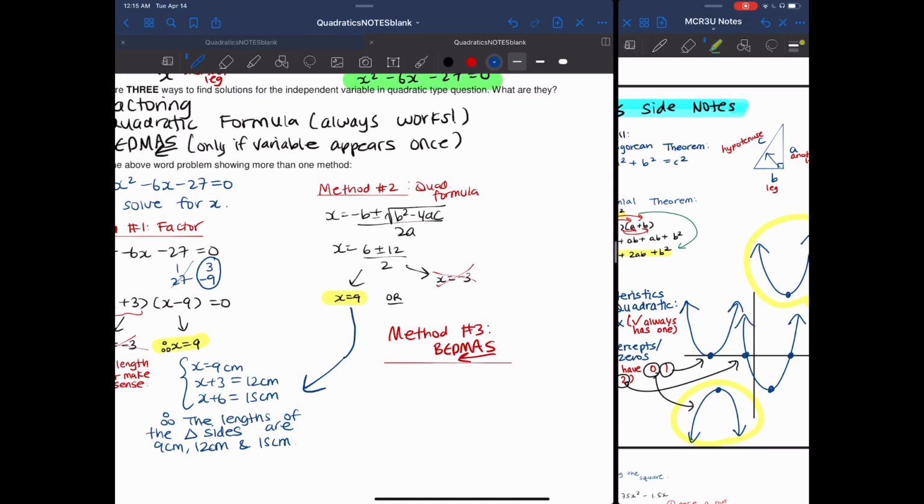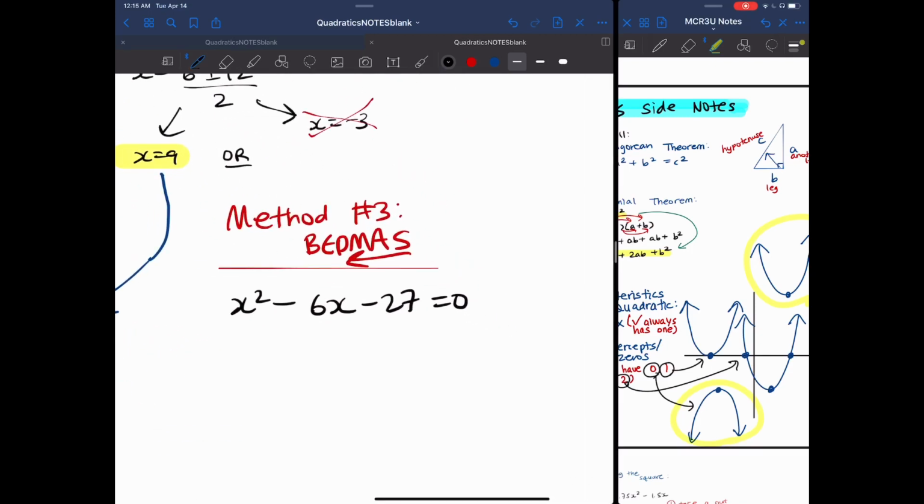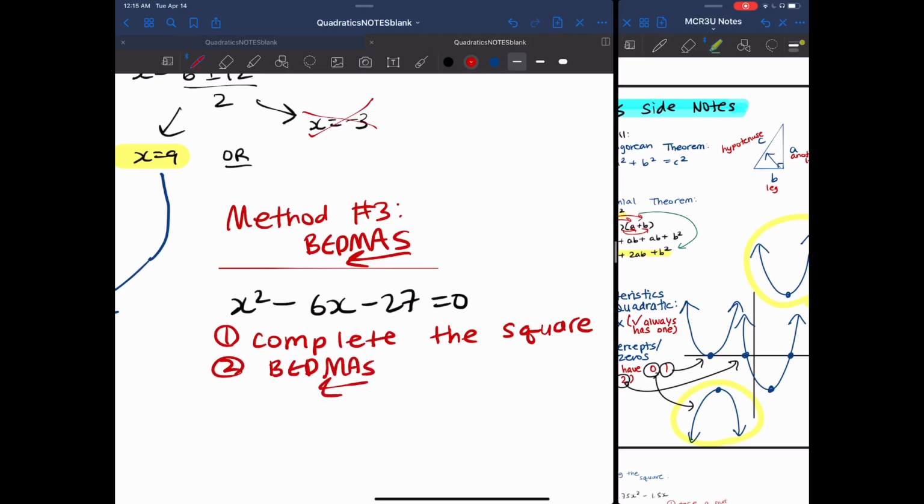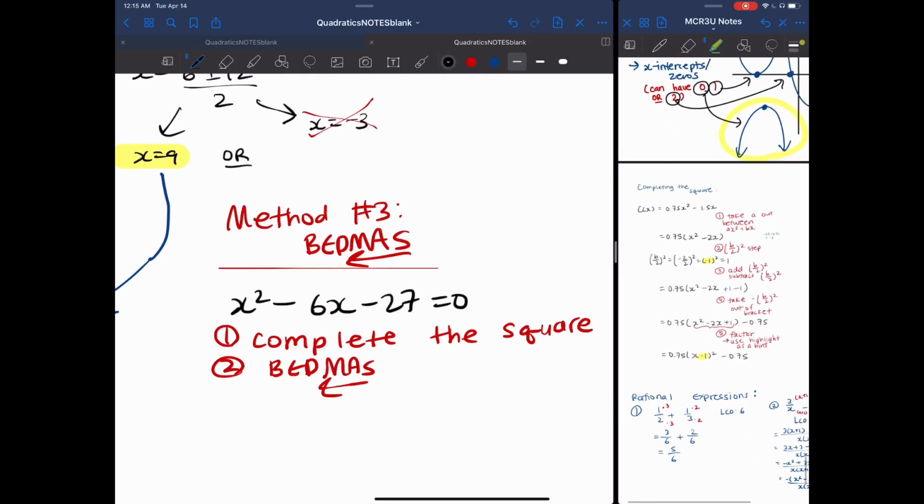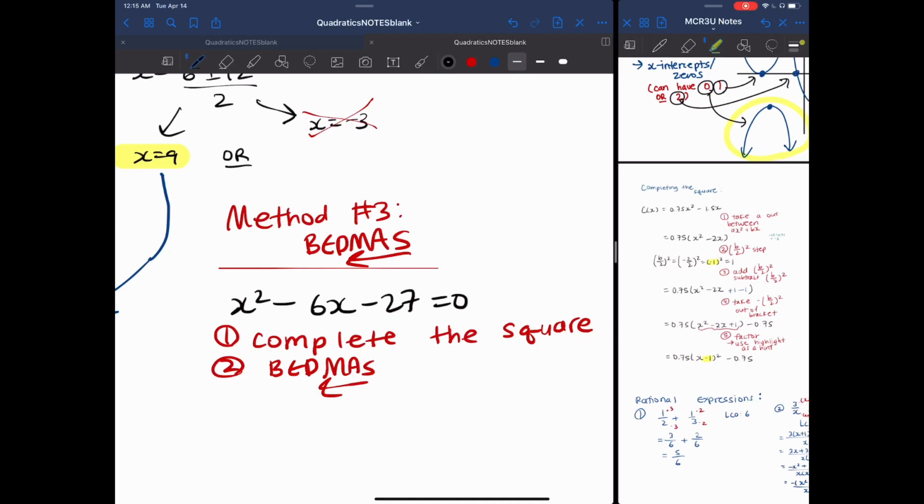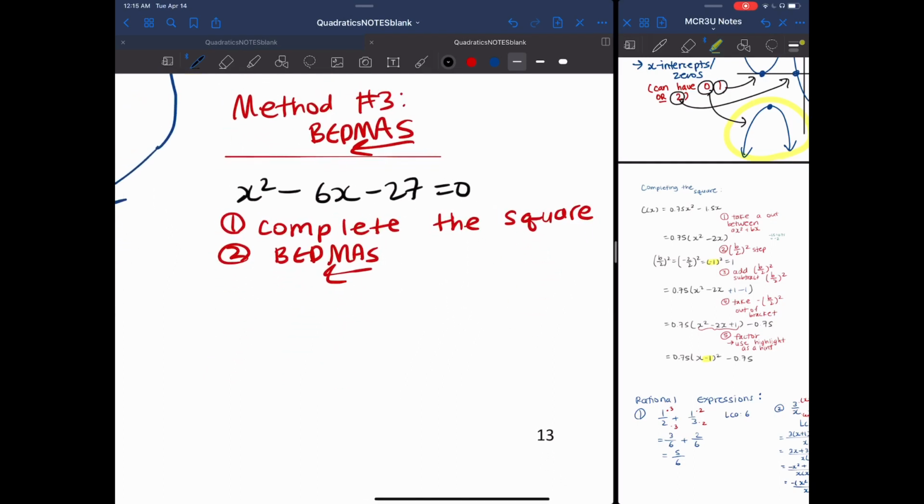Okay, so basically, because my equation is x squared minus 6x minus 27 equals 0, my x does not appear once. And so I need to, one, complete the square to get to vertex form. And then I have to do BEDMAS backwards. Okay, so on this side, I copied and pasted a completing the square example with the steps so you can remind yourself of a more thorough step.